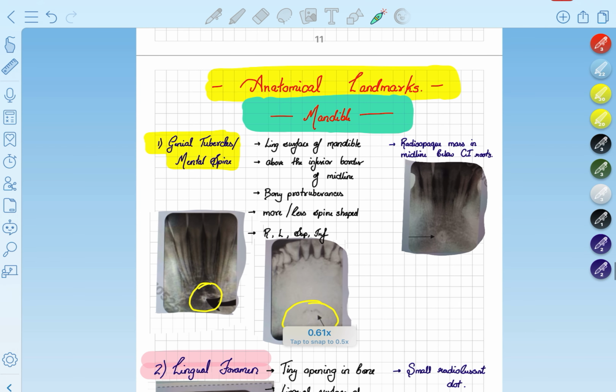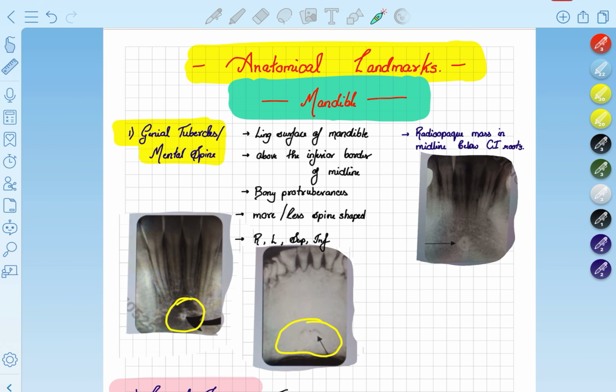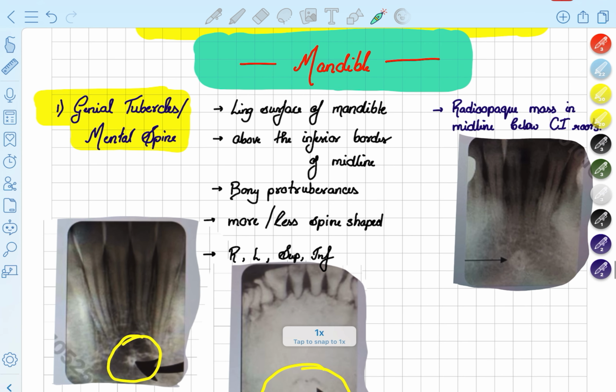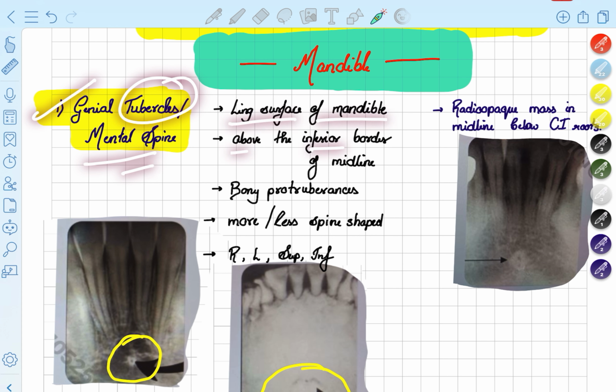While in the mandible, there are 17 structures we saw in the maxilla and 4 supporting structures which are seen in both maxilla and mandible. Now we are going to see 2 structures of the mandible. The first structure is the genial tubercle. Tubercle means the elevation, also called the mental spine. It is located on the lingual surface of the mandible above the inferior border at the midline.